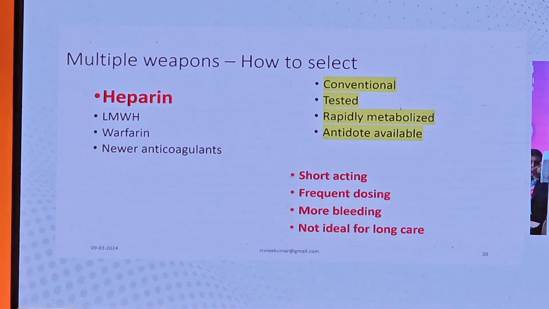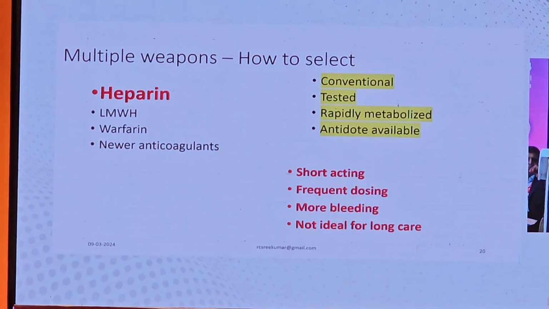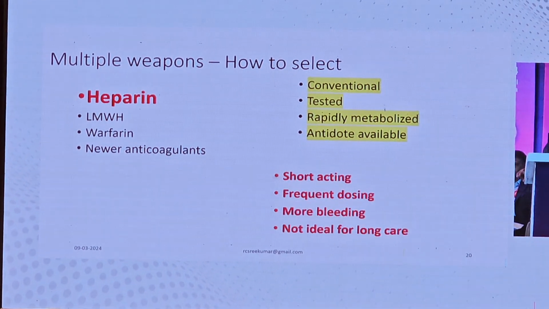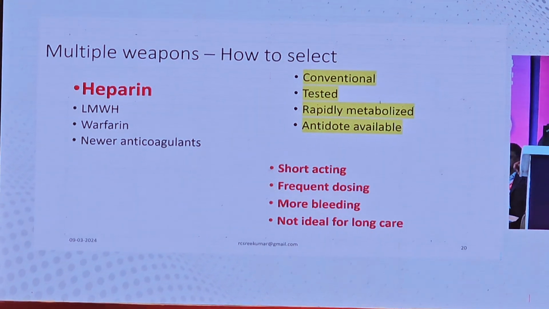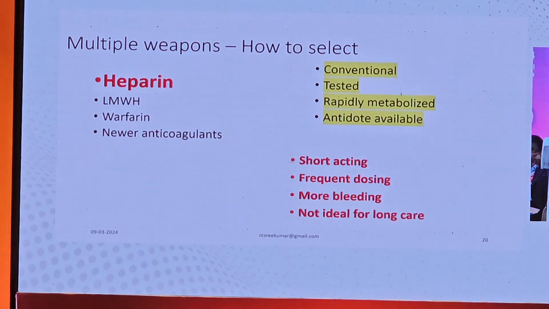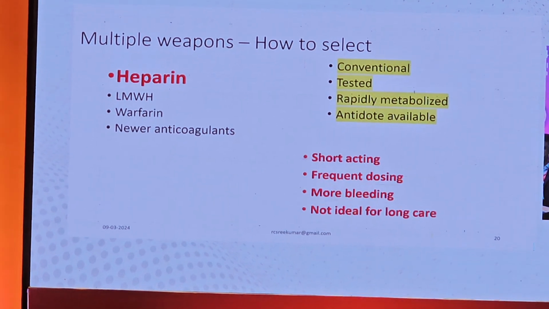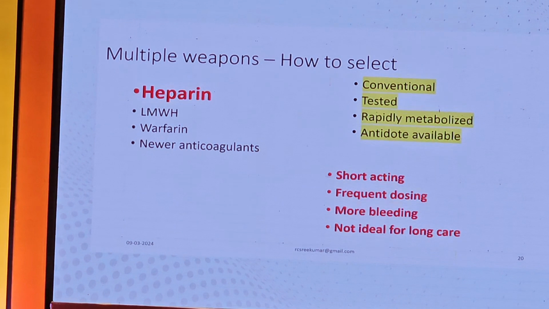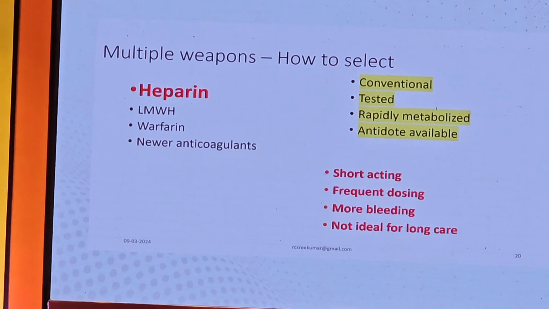The most important is heparin, the time-tested, conventional one, which has very few complications and can be given to any patient, pregnant or non-pregnant, lactating, or with any disease. Regular antidotes are available. The problems are that it is very short acting, lasting only a few hours, and frequent dosing is required and it can lead to morbidity, but it can be controlled with antidotes.